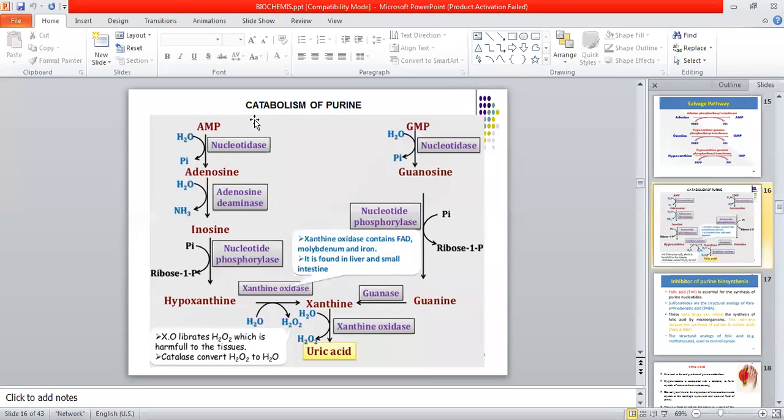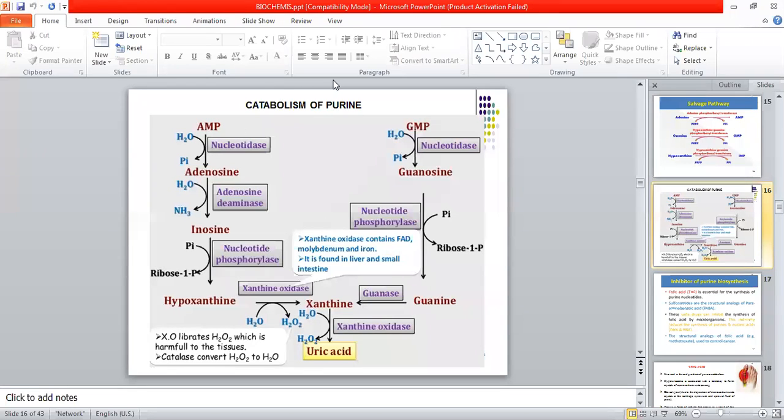So this one, catabolism, means, as you know very well, metabolism, as we are discussing here about the metabolism. Metabolism consists of two particular reactions. First one is anabolism, next one is catabolism. Anabolism means building. That one is a buildup of particularly purine and pyrimidine. And catabolism means breakdown of purine and pyrimidine.